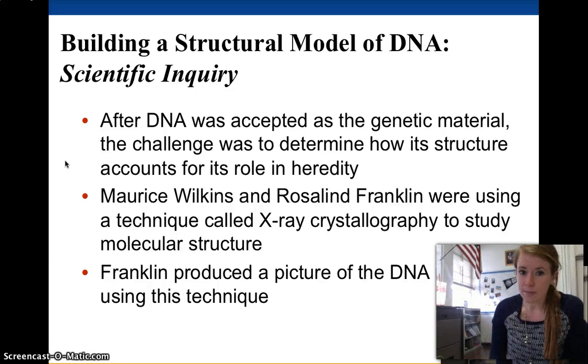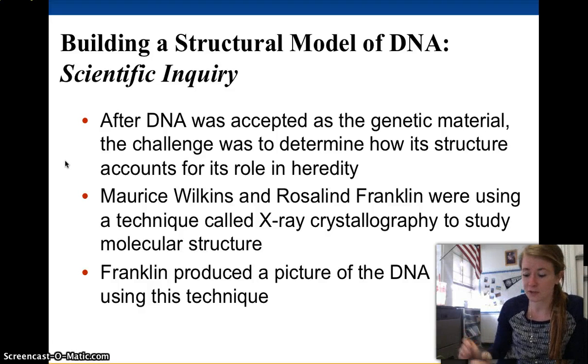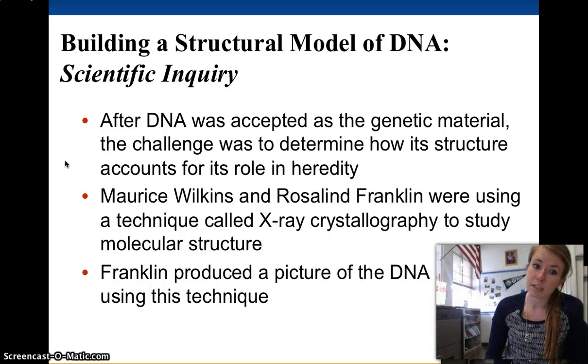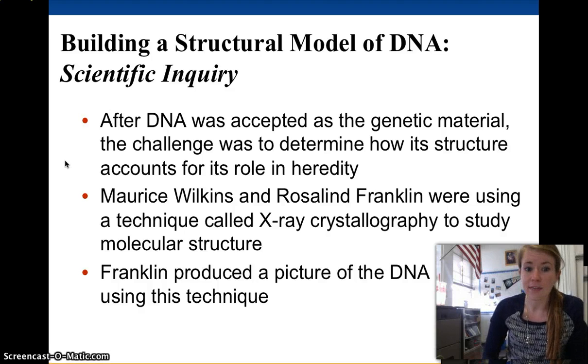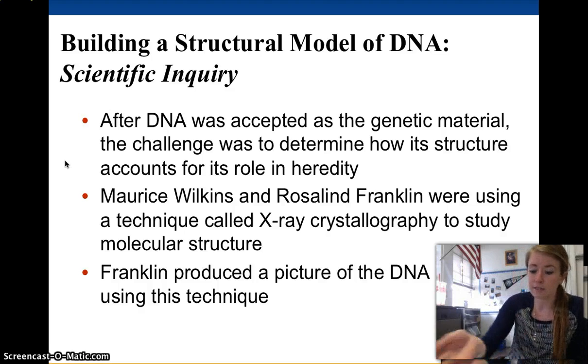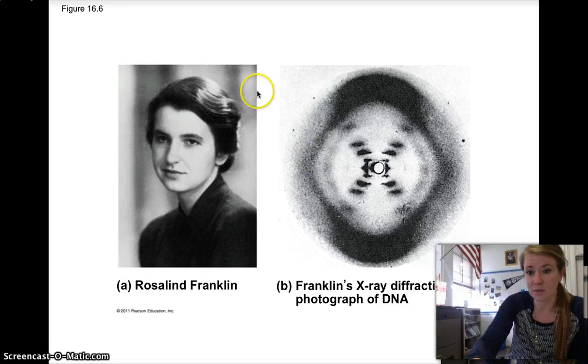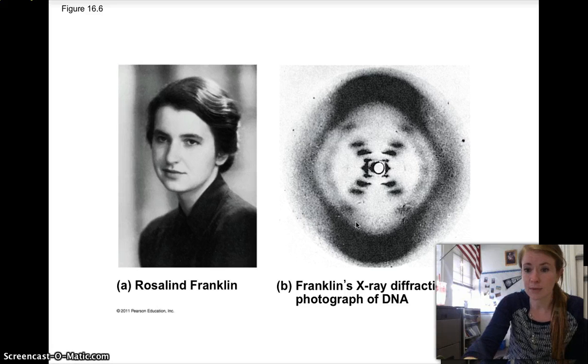So after all those experiments, we were finally able to see that it was DNA that's the genetic material, not protein. And now people are trying to figure out the structure of it, because we know that it's it, but we don't understand how the structure has anything to do with it. There are two scientists named Maurice Wilkins and Rosalind Franklin, and they were using X-ray crystallography, which is a very special kind of X-rays that I don't understand, and they were looking at molecular structure. And Rosalind Franklin took a very famous picture of DNA, this one right here, that was the basis for understanding DNA, basically.